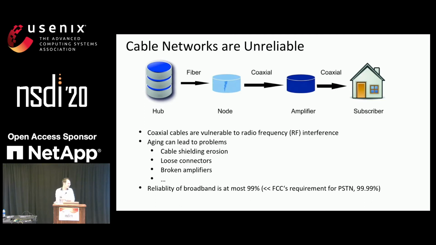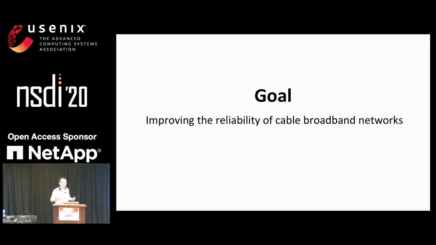A recent study shows that the reliability of the broadband network is at most 2 nines, which is only 99%. It is much lower than the FCC's requirement for the public switched telephone network, which is 4 nines. Given this observation, our ultimate goal is to improve the reliability of cable broadband networks.